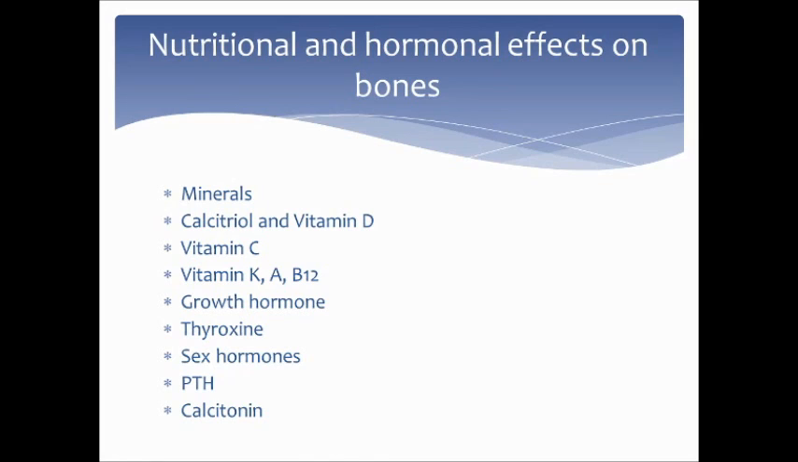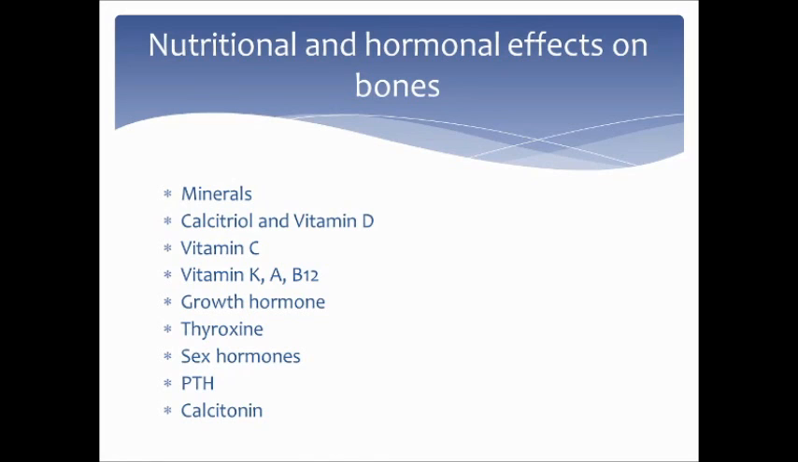Calcitriol is a hormone that's produced by your kidneys, and it helps to allow your digestive tract to absorb calcium and phosphate from your diet. So even if you're taking in enough calcium and phosphate, if you don't have calcitriol, you won't be able to actually absorb it. And calcitriol is formed from vitamin D. So if you're vitamin D deficient, you're not getting enough sun, you will also not be able to absorb enough calcium and phosphate from your diet.